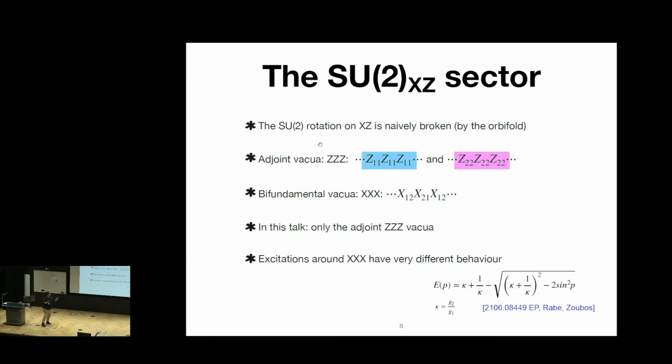So, and I really tried my colors, so let's start. First of all, N equal to 4, let's say it has the 2 X and Z fields, and they are rotated by a subset of their symmetry, which is an SU(2) rotation. But the moment you do the orbifold, this is broken. So naively, we do not have it. Now, when you try to construct vacua, if you do a Z-Z-Z type of thing in N equal to 4, now you get 2 of them, and I try to label them with the 2 colors, blue and pink.